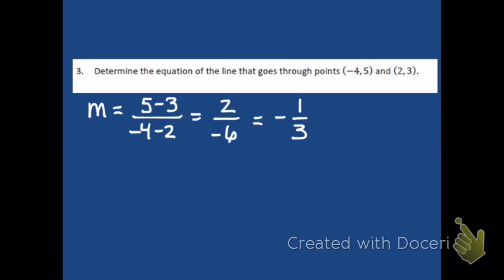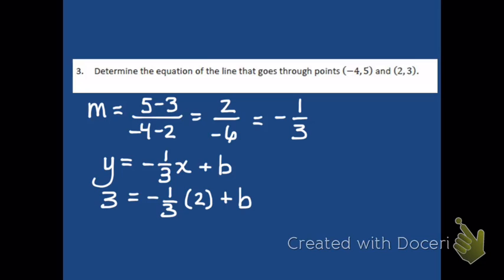Okay, so knowing the slope is -1/3, I'm now going to use the slope-intercept form and put that information in. Again, we don't know the y-intercept because we weren't given that point, but we can figure out what it is using this equation. So I'm going to use the point 2, 3 right here and put in 2 for x and 3 for y. And now I'm going to solve for b.